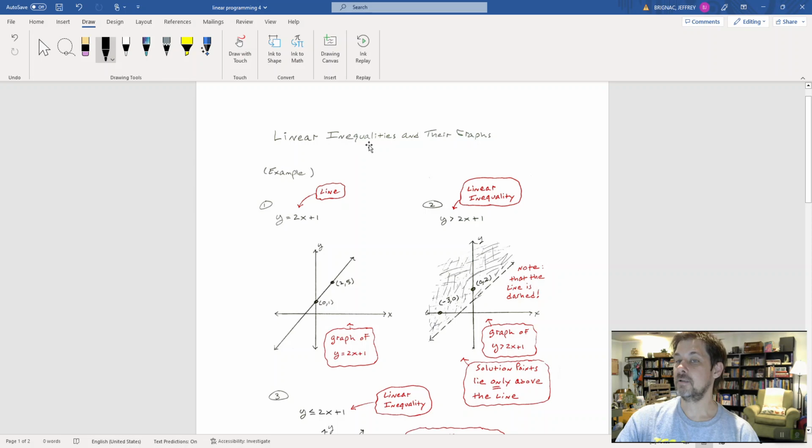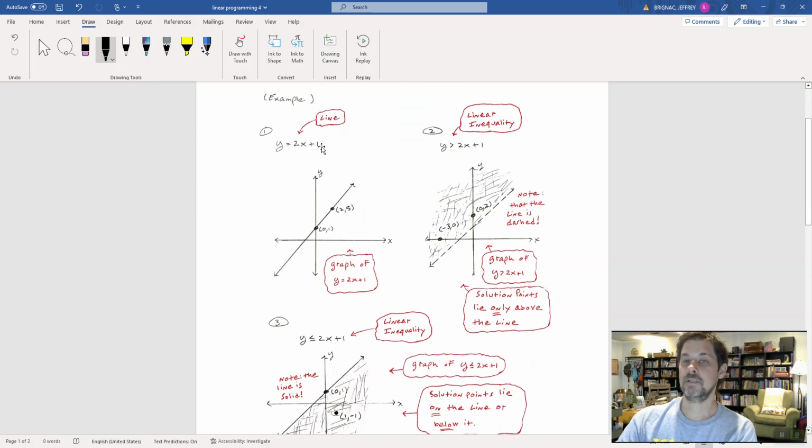Now I need to talk about something called a linear inequality, okay? And the way I'll bridge that is I'll tell you what a line would look like, and then I'll turn that into an inequality, and I'll show you what would change about it, okay? So let's take this example right here. Say you had y equals 2x plus 1.